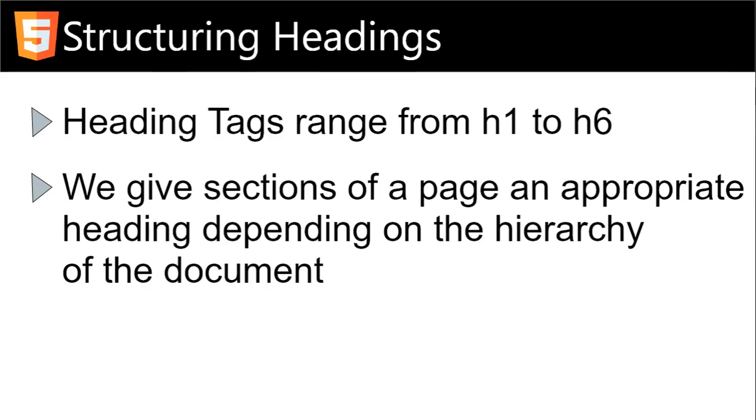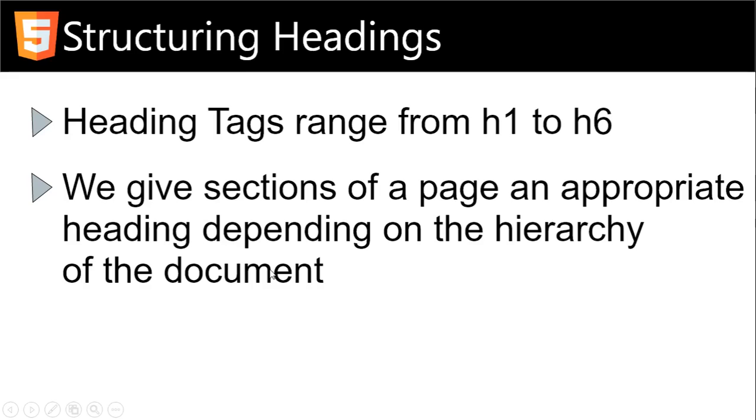As you can see here, the heading tags range from H1 to H6, as I told you in the last video. We give each section of a page an appropriate heading depending on the hierarchy of the document. For example, the heading of a blog might be an H1, and each section of that blog post can have a different heading like H2, H3, etc.